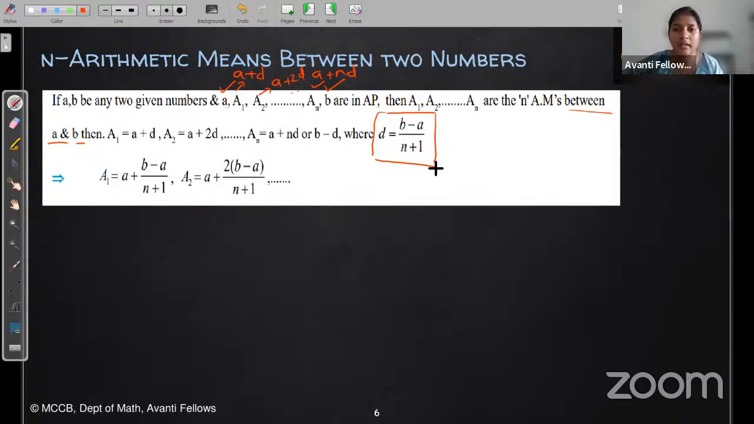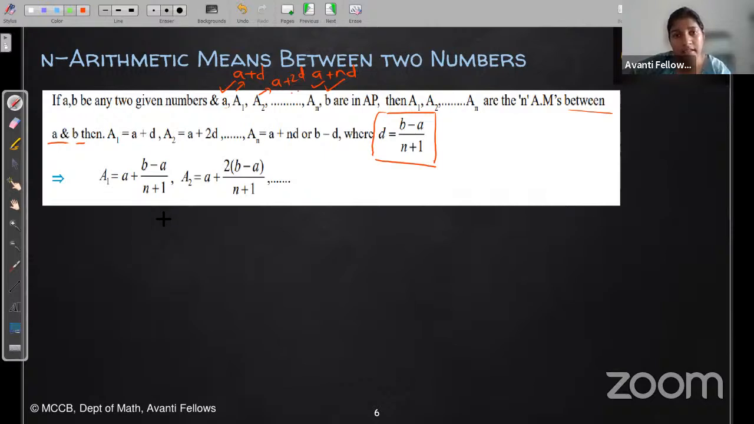Now the question might arise, right? Ma'am, how did you get that D is equal to (B minus A) divided by (n plus 1)? Isn't it? So just think about it. How did we actually get that D is equal to (B minus A) divided by (n plus 1)? Anybody?